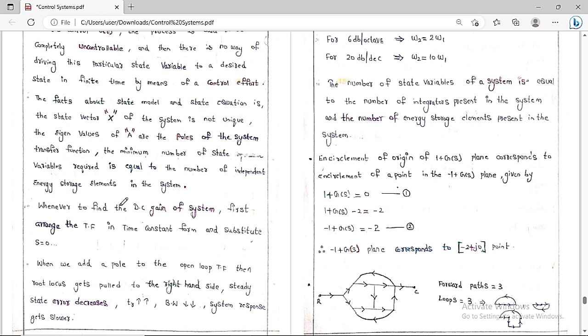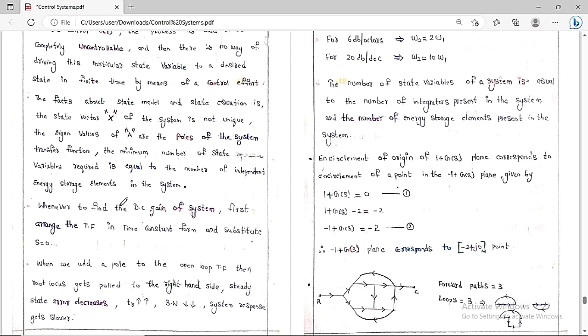The next point, listen carefully. When we add a pole to the transfer function, the root locus gets pulled to the right hand side. So then what is going to happen? The stability decreases. Because of this, the steady state error decreases, the rise time increases, bandwidth decreases, and the system response gets slower. So what is the meaning of this?